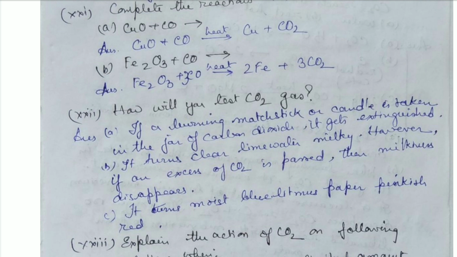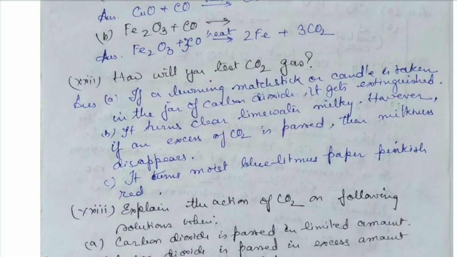When the gas is passed through clear lime water, the lime water will turn milky. But when excess carbon dioxide is passed through this lime water, the milkiness will disappear. So this is a confirmation test of carbon dioxide gas. Another test: it will turn moist blue litmus paper pinkish red because of its acidic nature.